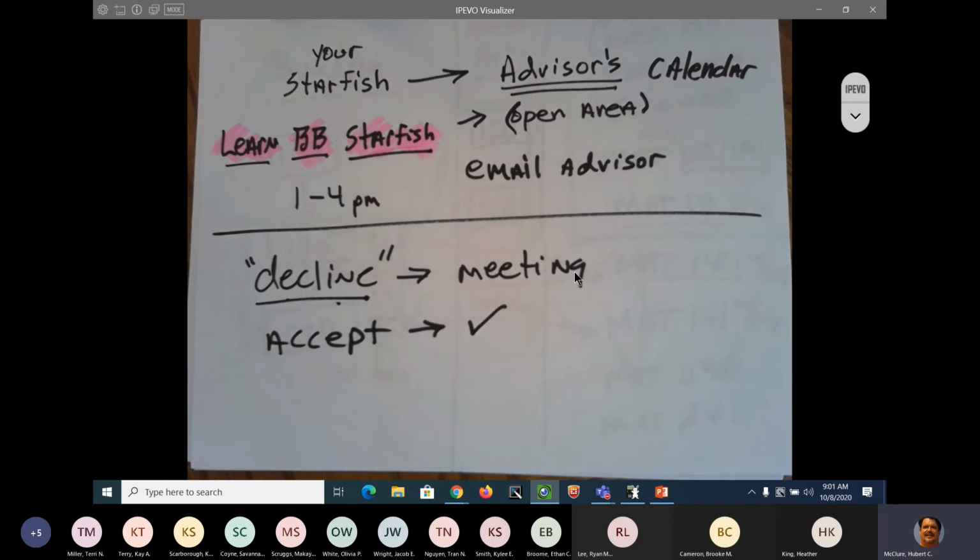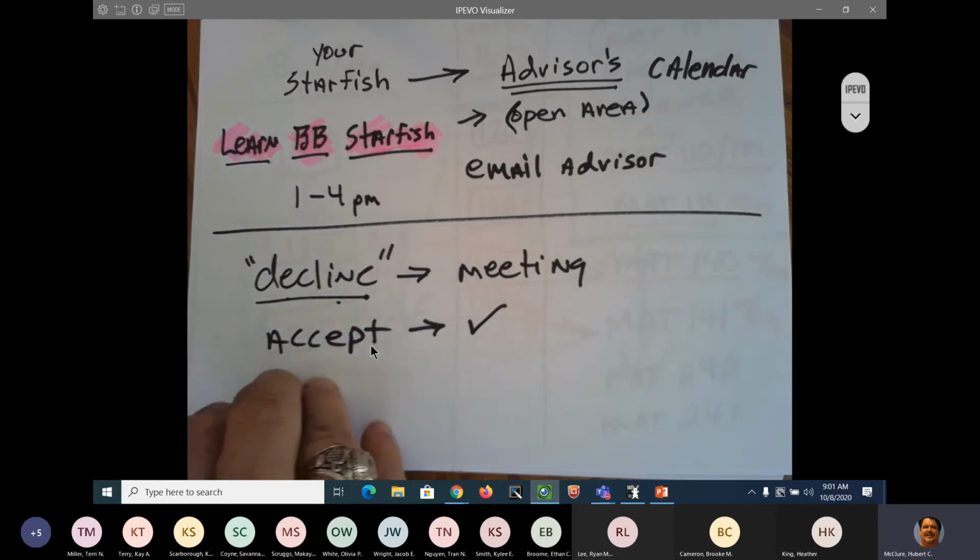It doesn't mean they don't want to do their job. It just means that the calendar overlapped their meeting. So that's why they can't do it. Most of the time, you're going to get an accept email. I know I send back an accept email when students get an appointment with me.